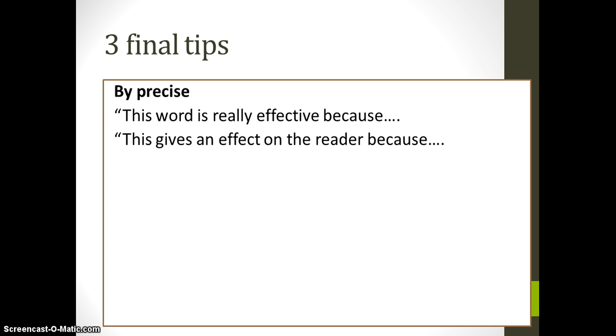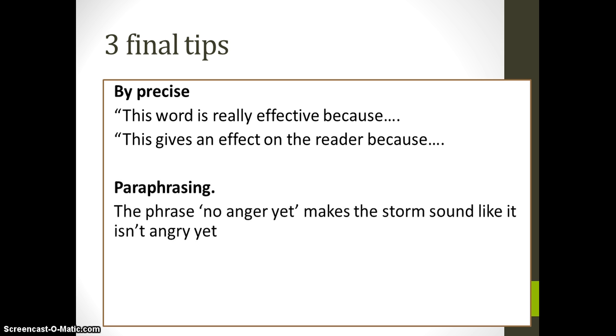Now, the first thing I want you to avoid is saying things like, this gives an effect on the reader, or this word is really effective, because for me it's not precise enough. As soon as you say this gives an effect on the reader, you've lost the chance to really say specifically what that effect is. So you're much better off exploring words specifically and saying what those words tell you. So instead of saying the word is really effective, tell me what associations that word conjures up. What is it about that word which gives you extra meanings and extra ideas?